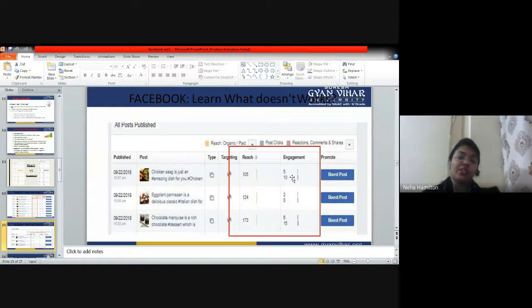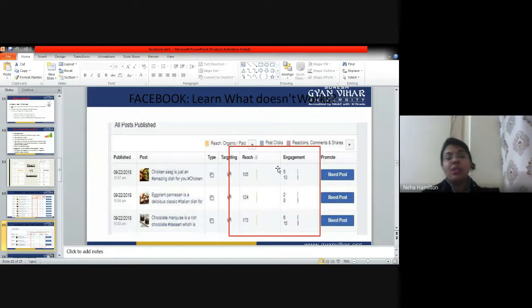What is the total engagement here? 15. What is the total reach here? 105. What is the total engagement here? सिर्फ 10 और यहाँ पे reach कितना है आपका 124. That means out of 124 people, only 10 people are reacting to your Facebook story in the second scenario. And in the first scenario, 15 people are reacting to your first post, that is 105 reach. That means your first post is better than your second post.